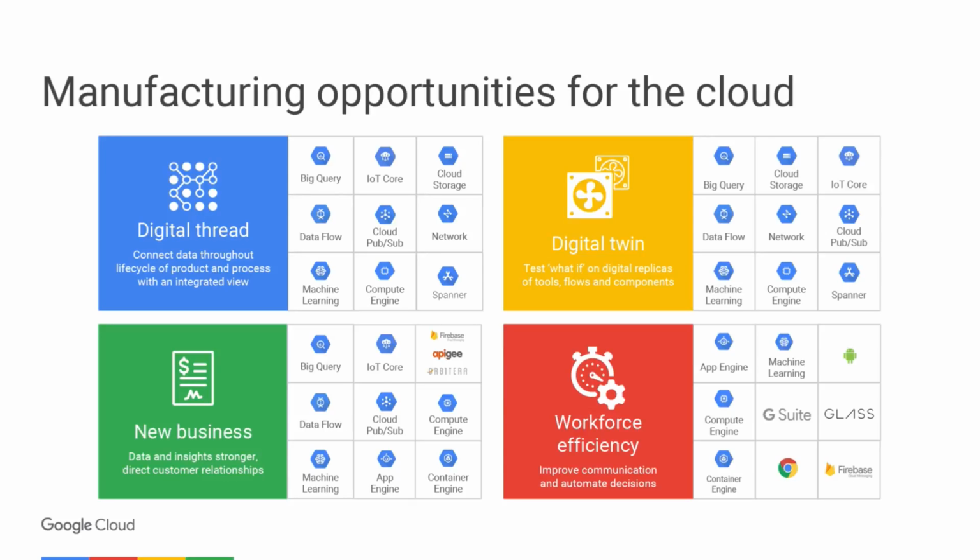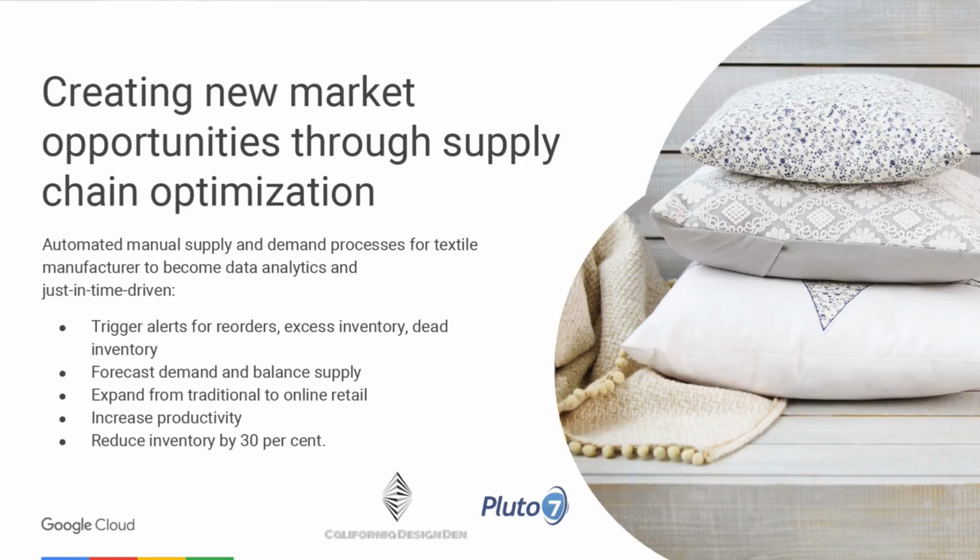I'm going to walk through a few examples of each of these. Let's start first with a supply chain example. So here we have a customer, California Design Den, who's been working very closely with our partner, Pluto 7. Now let me tell you a little bit about California Design Den. They're a textile manufacturer that supplies both private label as well as national brands. They were moving from a traditional retail to an online retail.